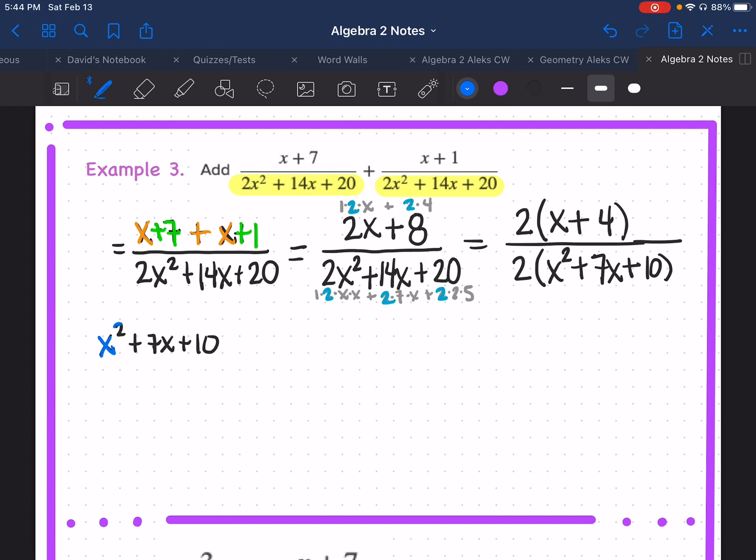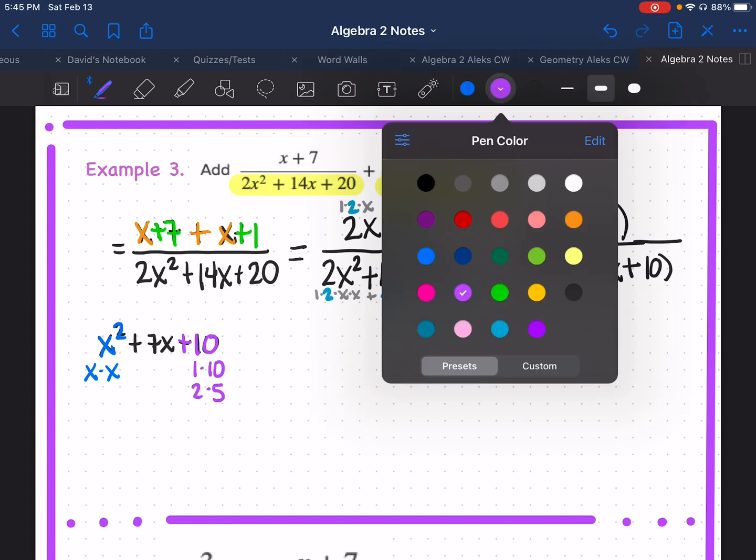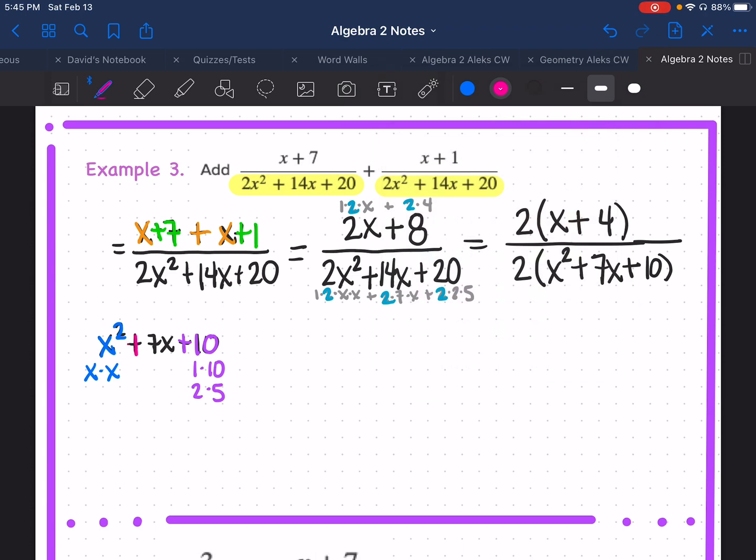So I'm going to look at x. x squared would be x times x. And then I'm going to look at 10. 10 is going to be 1 times 10 or 2 times 5. Because my b term right here is 7x, I'm going to pick this one. I'm going to pick 2 times 5. That would mean that my two factors inside my parentheses are going to be 2 and 5.